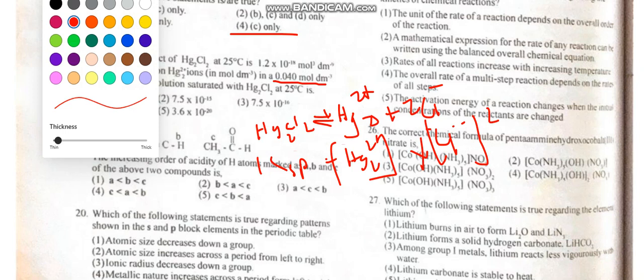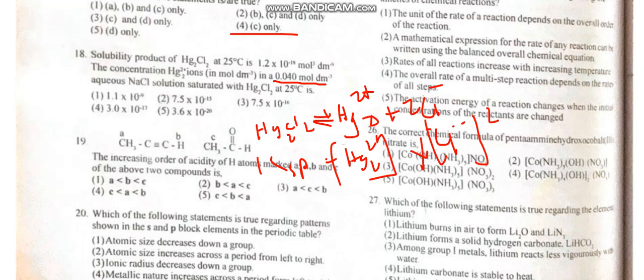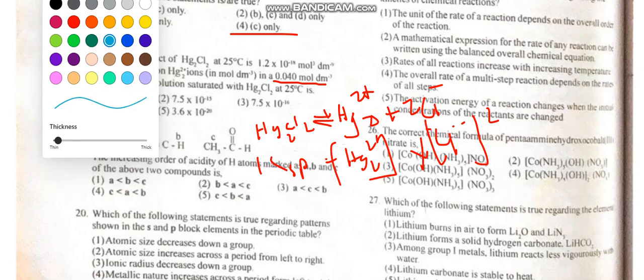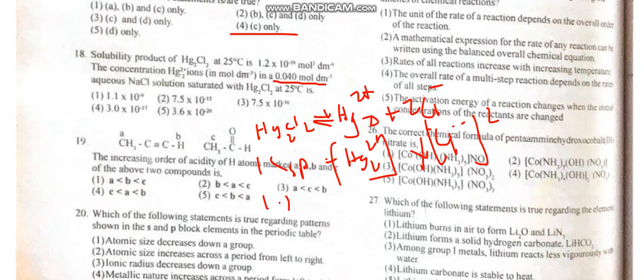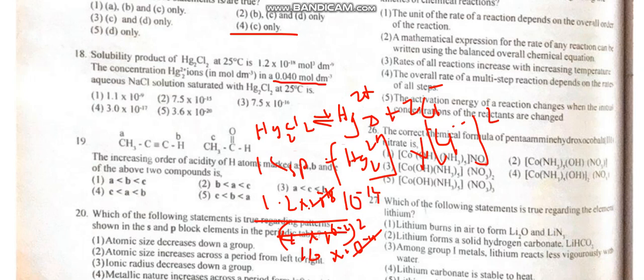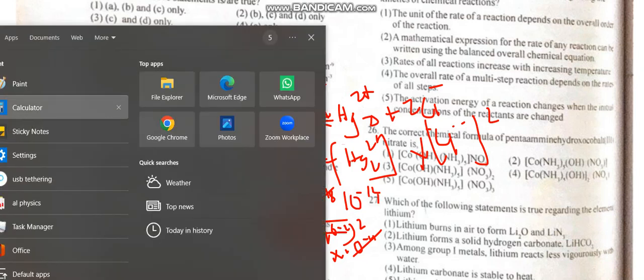Now we just have to put it into the equation and find it. So Ksp is 1.2 into 10 to the power minus 18, which you have to divide by the Cl minus concentration squared. That Cl minus concentration we can take as 4 into 10 to the power minus 2, squared. So that is actually 16 into 10 to the power minus 4. So 10 to the power minus 18 divided by 10 to the power minus 4 becomes 10 to the power minus 14. 1.2 divided by 16.